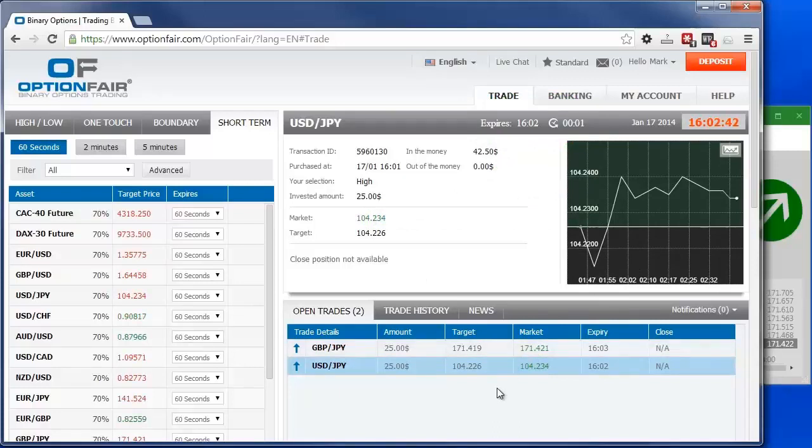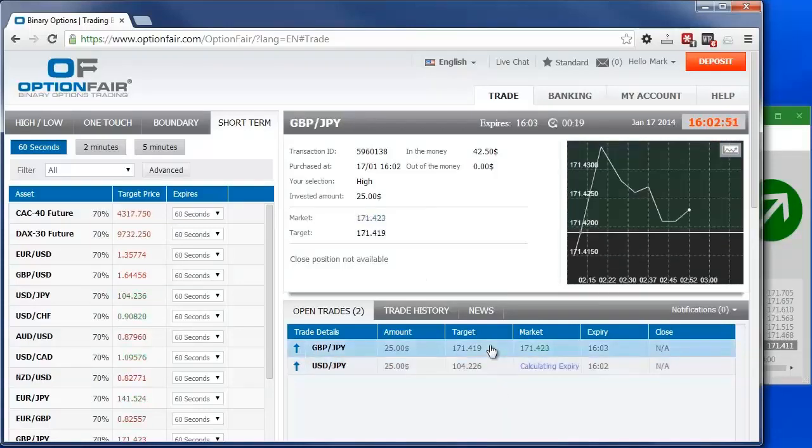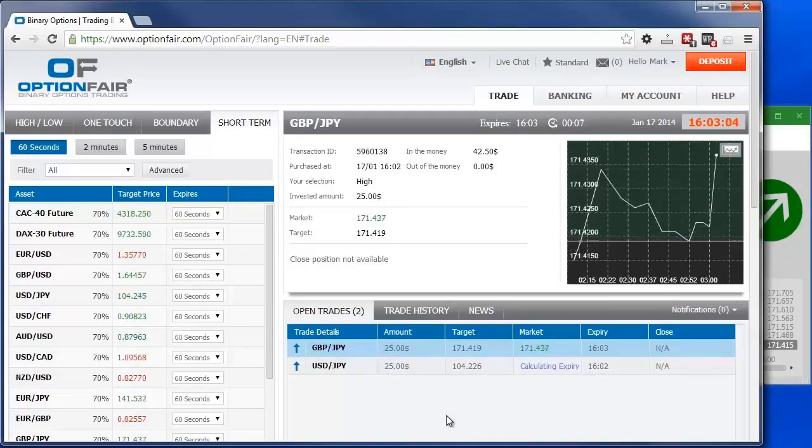Our first trade just expired and we are obviously in the money. So while it calculates, let's go and see what's happening with the other one. Pound yen is also in a solid profitable position. You can see by the green color. This signal was really strong. And will for sure secure a profit for us again, exactly as DBP predicted.